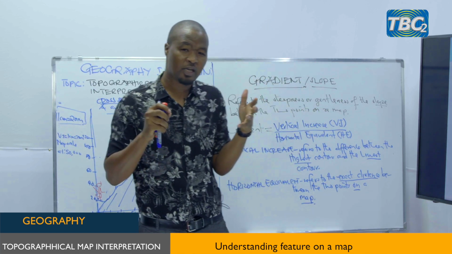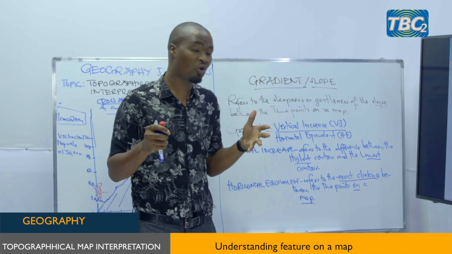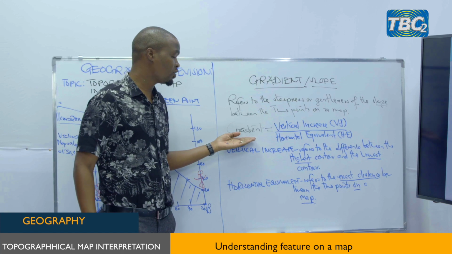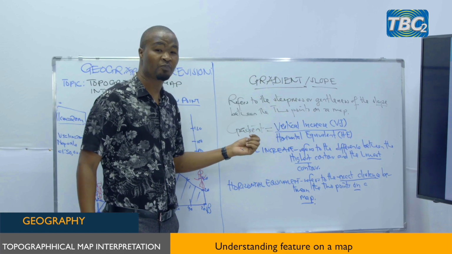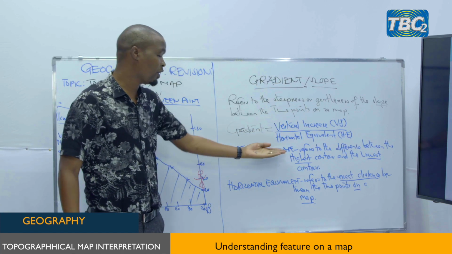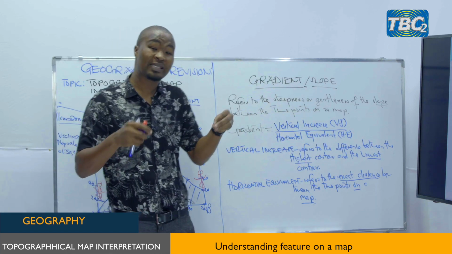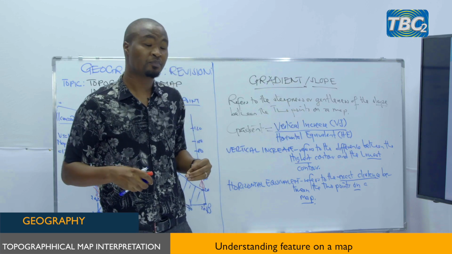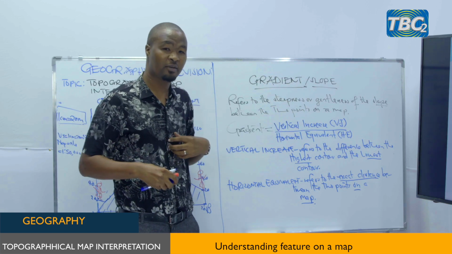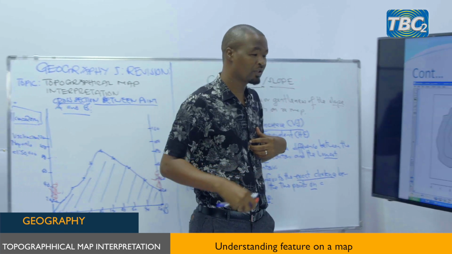In order to find the gradient, we must find what we call the vertical increase. And we have told you right here, vertical increase refers to the difference between the highest contour and the lowest contour that cut across that line. So let us refer to our diagram right here so that I can show what is vertical increase.